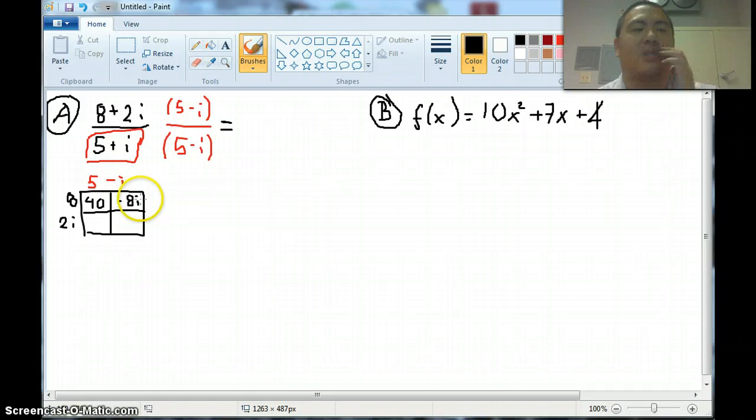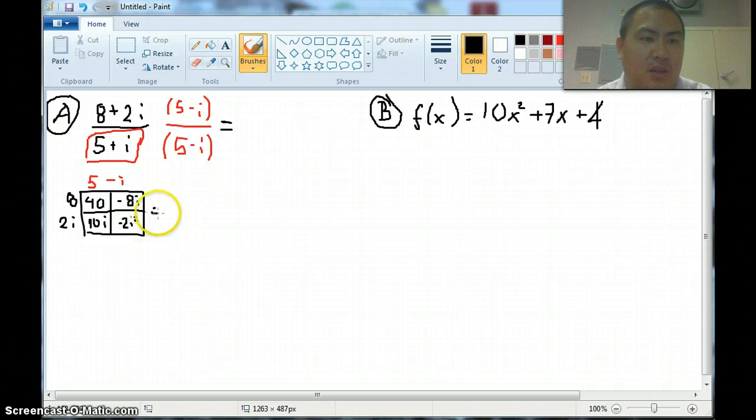For some of you that don't like the area model and want to use FOIL, I'm not going to stop you. It's just that the area model works a lot better when you have something like a trinomial, like 10x squared plus 7x plus 4, and say I multiplied this by x plus 2. The area model works a lot easier. If you want to do FOIL, that's fine, but I like this better. So 5 times 2i gives me 10i, and then 2i times negative i gives me negative 2i squared.